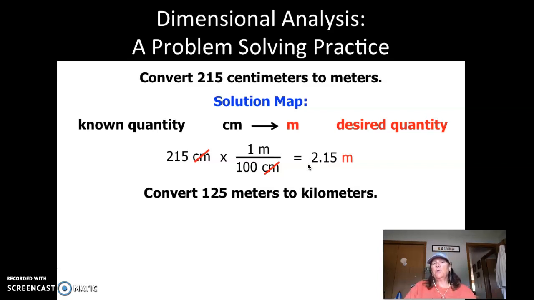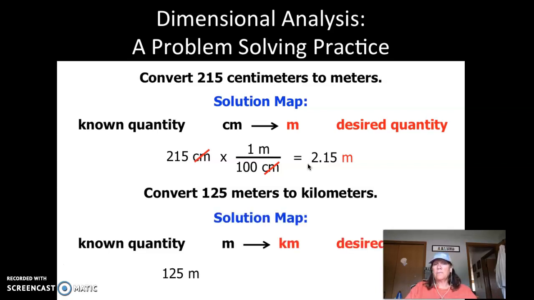If I want to do 125 meters to kilometers, again, I'm going to write down 125 meters. I want meters on the bottom and kilometers on top. I know there's 1 kilometer in 1,000 meters.